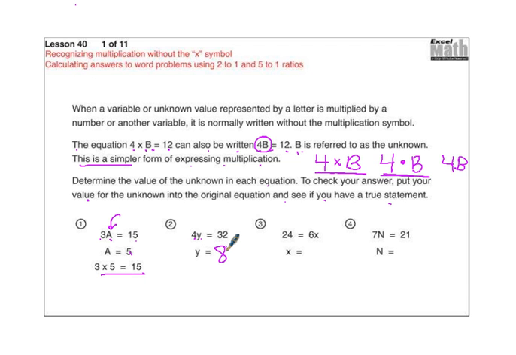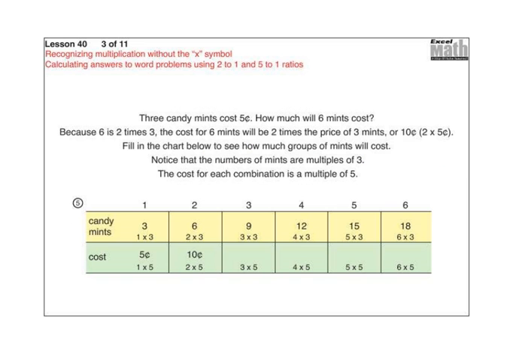Fill that in. Pause the video, do numbers 3 and 4. Turn it back on when you're ready for the solution. All right, 6x equals 24. 6 times 4 is 24. 7n equals 21. 7 times 3 is 21.